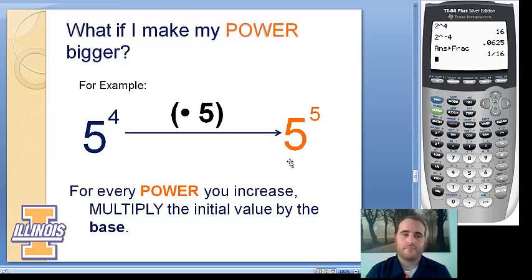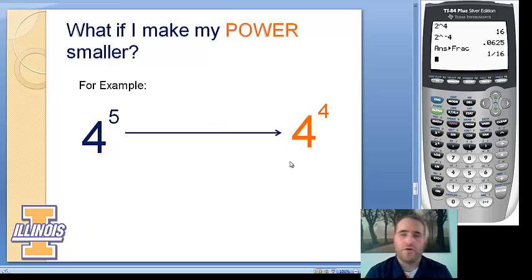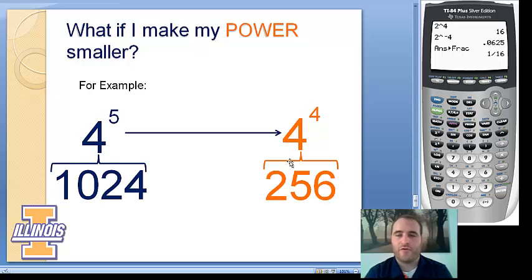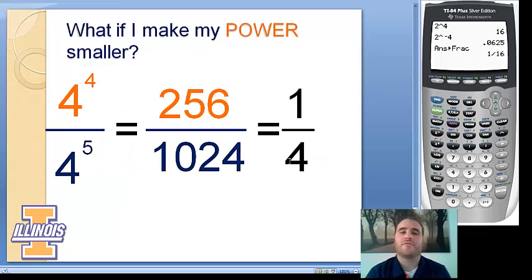But what if I want to make the power smaller? So let's do an example again. Let's calculate these two exponents. We have 1024 and 256 respectively. We're going to do the same thing we did before. We're going to find the ratio. So we go from 256 over 1024, that's our final value in orange, divided by our initial value in blue. When we do that, we get 1/4.